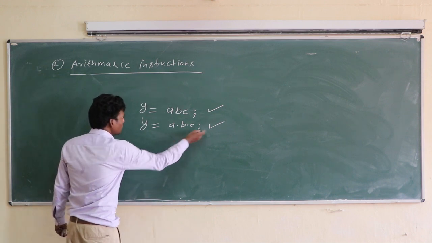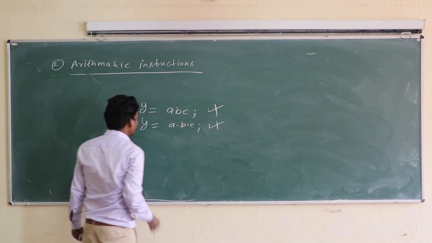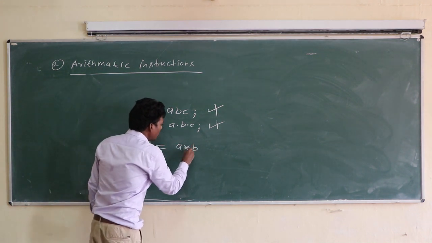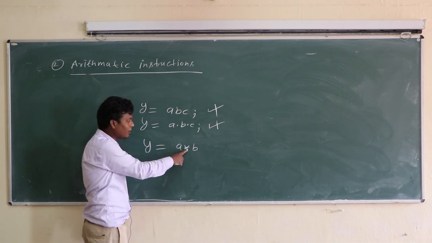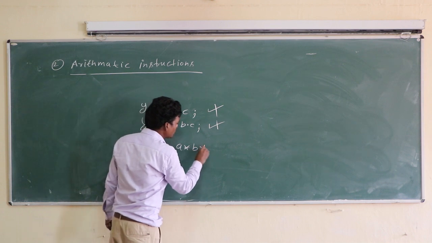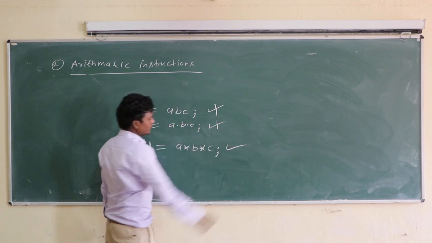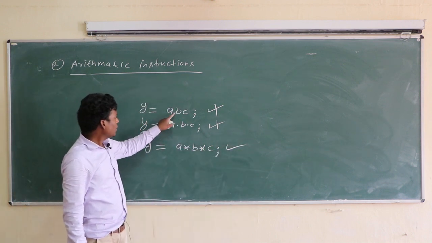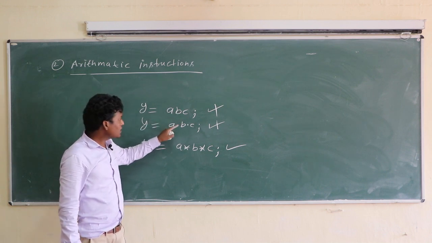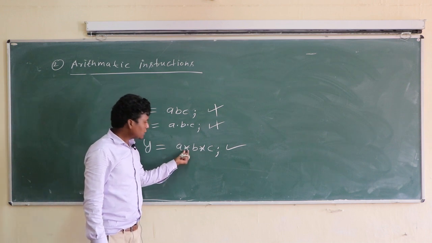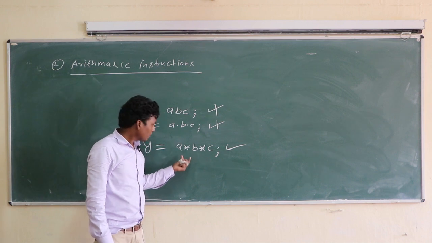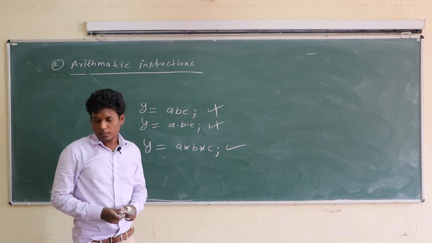For example, both of these are incorrect. You have to write it the correct way, a into b. This is the symbol of multiplication in C language. So you have to mention explicitly a into b into c. This one is correct. You cannot pre-assume there is a multiplication. In C language you have to write the particular operator. So no pre-assumptions are present here.